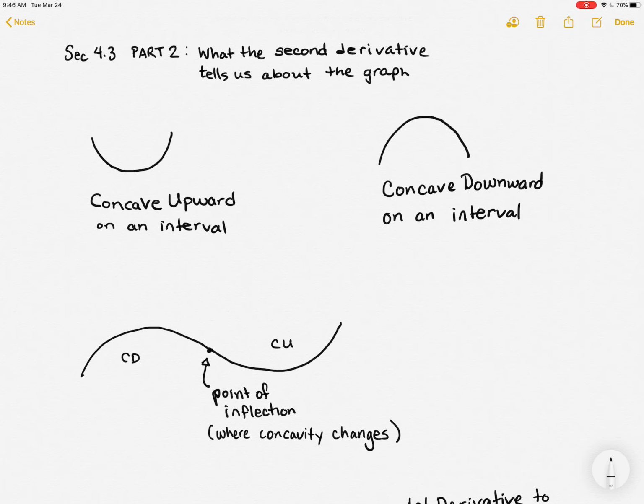Good morning. I am going to start part 2 of section 4.3. We're going to see what the second derivative tells us about the graph.